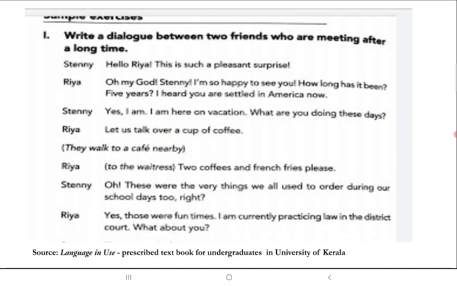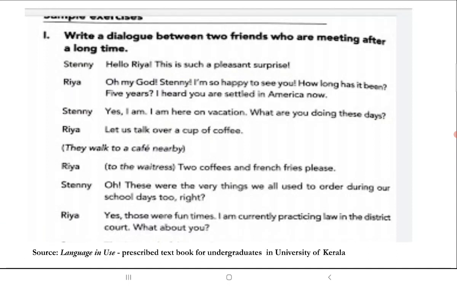Steny: Hello Ria, this is such a pleasant surprise. Ria: Oh my god, Steny, I am so happy to see you. How long has it been? 5 years. I heard you are settled in America now. Steny: Yes, I am. I'm here on a vacation. What are you doing these days? Ria: Let us talk over a cup of coffee. (They walk to a cafe nearby.)